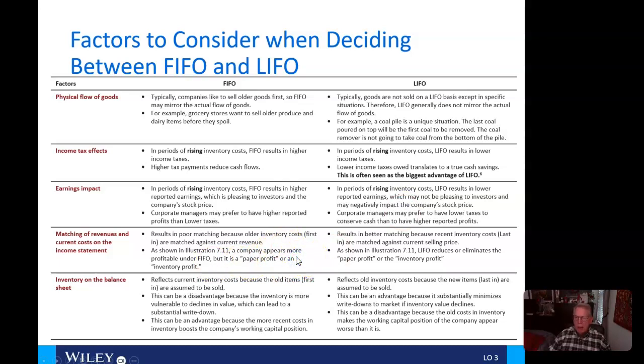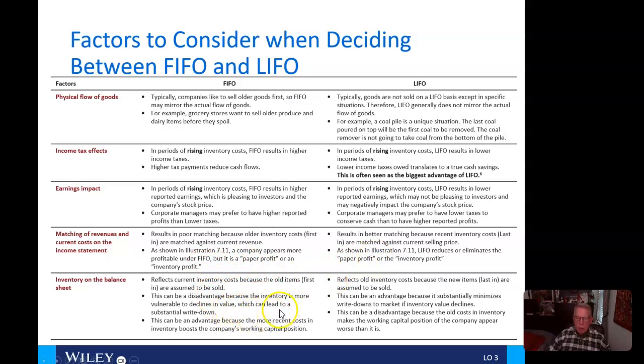FIFO is going to have a disadvantage of matching revenues and costs, because what you're selling is from the top down. That's the oldest inventory. So that's the cheapest inventory in a period of rising costs. So I'll let you read these as well.